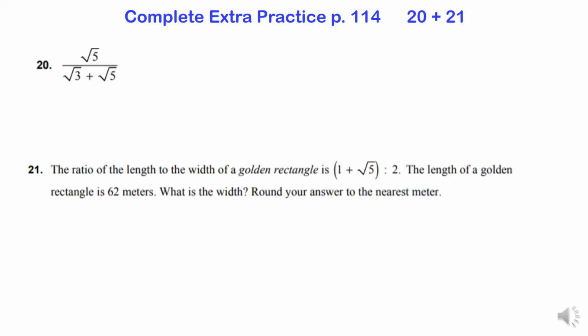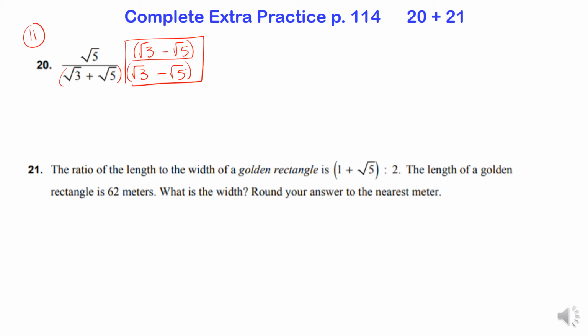Okay, this is 2 more from your extra practice. If you want to try this yourself, go ahead and push pause. Otherwise, we will get going. So again, I'm going to use my conjugate, and I'm going to start with the bottom, opposite sign, parentheses, put parentheses here, and then square root of 3 minus square root of 5. Always double check that you've put the same on the top and the bottom.